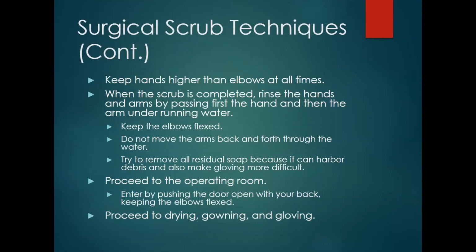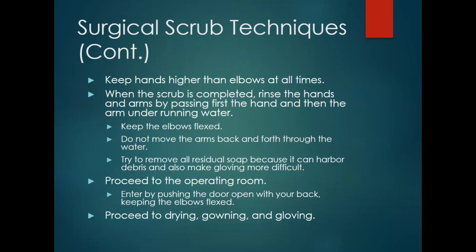When the scrub is complete, you rinse the hands and the arms by passing first the hand, then the arm under running water. You want to do this a little slow and just slow and steady, right? You don't want to whiz through underneath the faucet because then you're going to have to rinse your hand 5 or 6 times. If you do it slow and controlled, you can just move it underneath the faucet a couple of times. You also don't want to move the arm back and forth through the water. It's only one motion and one way, going forward towards the fingertips and coming out.